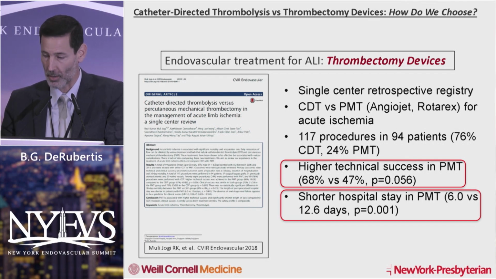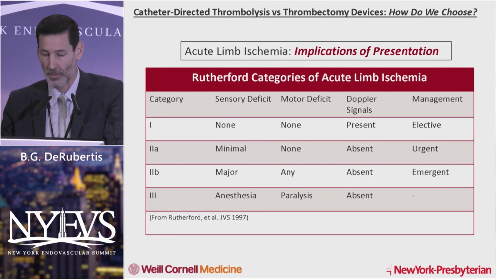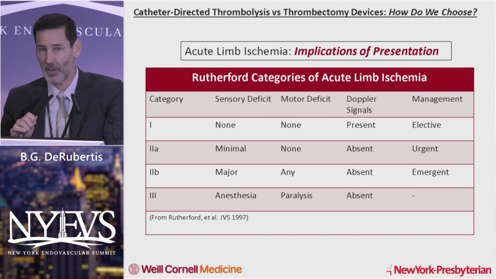Finally, one other study looking at both AngioJet and Rotarex, same thing, catheter-directed versus pharmacomechanical thrombectomy in patients with acute ischemia, about 100 patients, higher technical success rate in the PMT arm, and shorter hospital stay for those patients effectively treated with PMT. So how do we choose between devices?